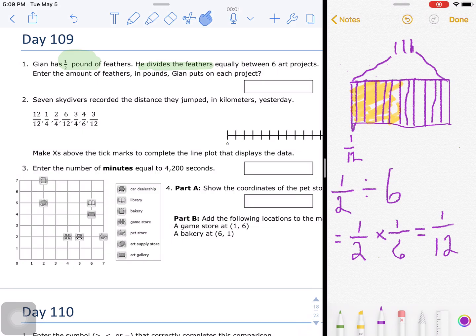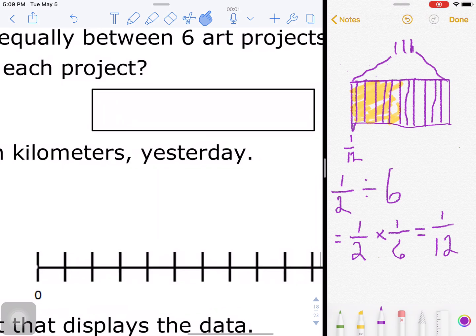So he ends up using 1/12 pounds per project. Okie doke.